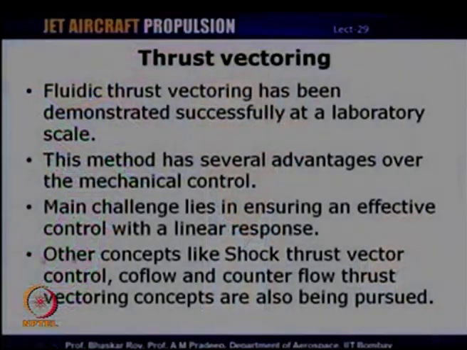Besides that, of course, the major disadvantage or challenge in using fluidic thrust vectoring is the fact that one would need to achieve an effective control which is linear, which is something which has not really been successfully demonstrated. The vector control has to really have a linear response, which is something which is there in a mechanical control, which can be really controlled and programmed. Fluidic thrust vectoring can at times be unpredictable in that sense. So, there are different types of achieving fluidic thrust vectoring, like shock thrust vector control, co-flow and counter flow control, etc. These are basically being developed or demonstrated.